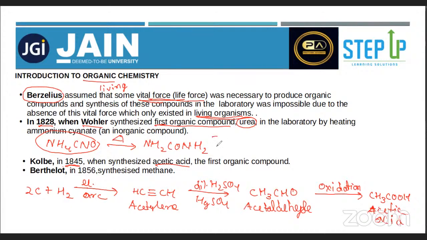This one uses an inorganic substance, ammonium cyanate, and acetic acid was the organic compound synthesized by Kolbe. Then Berthelot came with methane. They will ask you which is the first synthesized compound. It can be ammonium cyanate and it can be acetic acid, both. But the first organic compound synthesized was urea, NH2CONH2, made from an inorganic compound.